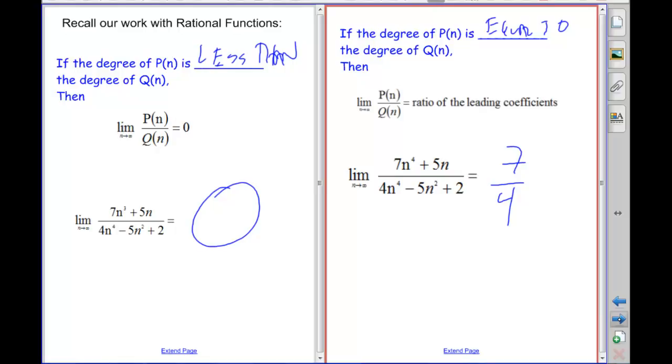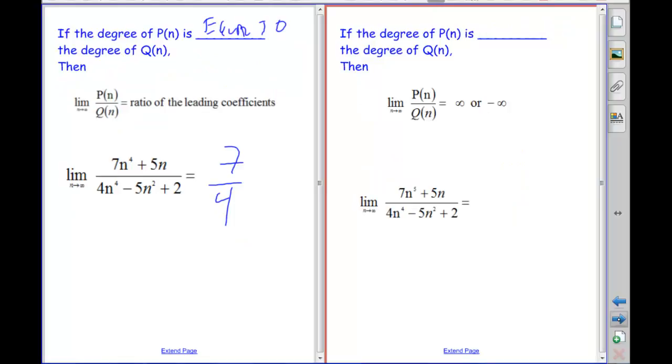Okay. That's 2 cases so far. What's left? If the degree of P of n is greater than the degree of Q of n. Here we got the 5th degree over the 4th degree, so the whole thing approaches infinity. Well, in this case, we're picking infinity because the leading coefficients are both positive. If one of them were negative and one was positive, then the whole thing would approach negative infinity.